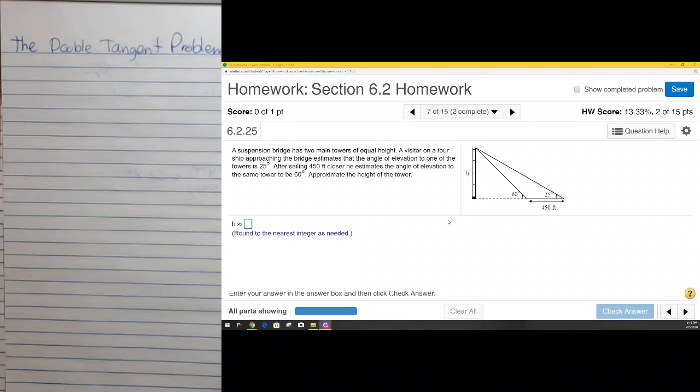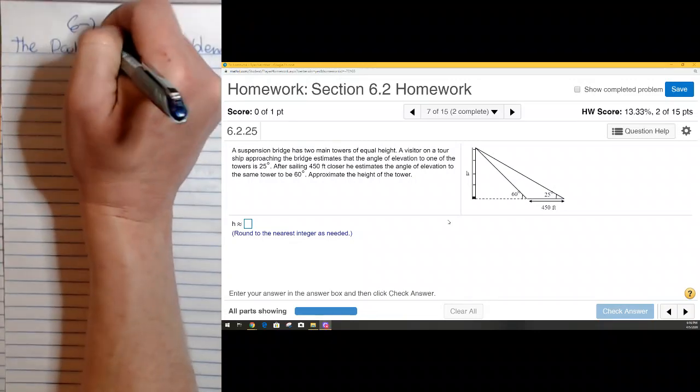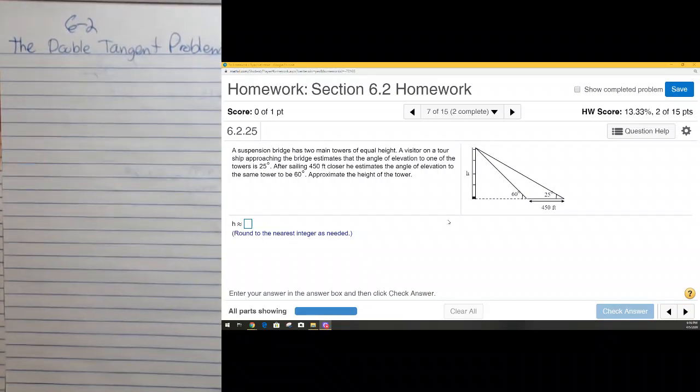Okay, in this problem here, this is an extension of 6.2. This is a step above the trig problems that we've been doing, and this represents something called the double tangent problem. There's a lot of steps that are involved with this, and we're gonna create two equations with two unknowns. The idea is that we have two triangles that are going on here.